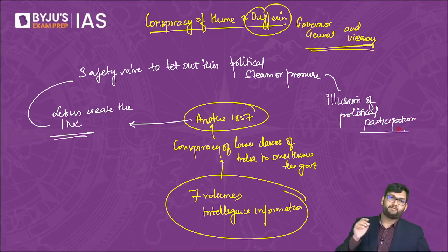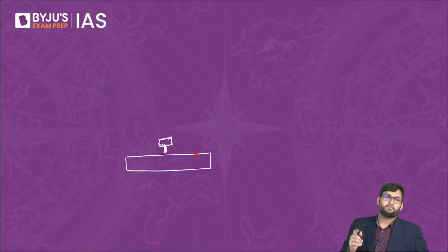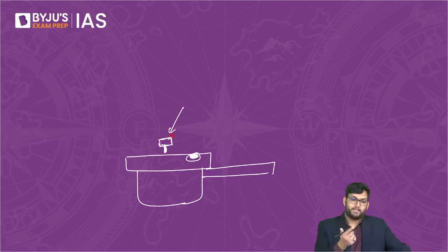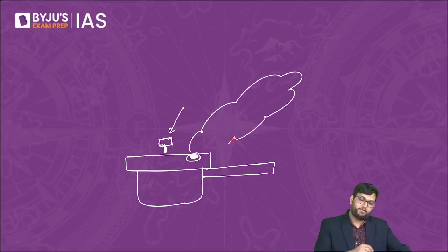I'll tell you what that safety valve is. If you have ever seen a pressure cooker, the pressure cooker has a whistle which you see here. But if you see a pressure cooker very closely, you will see that there's also a very small valve here. So what happens is that if for some reason the whistle doesn't work, the valve melts and gives off steam. This is called a safety valve.